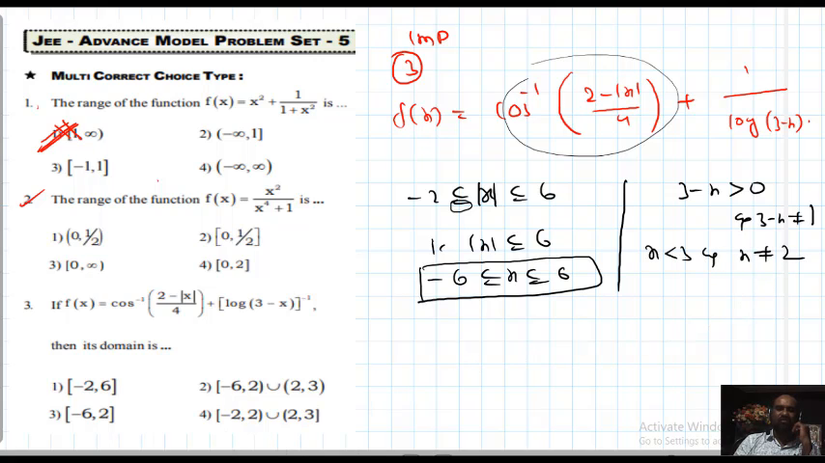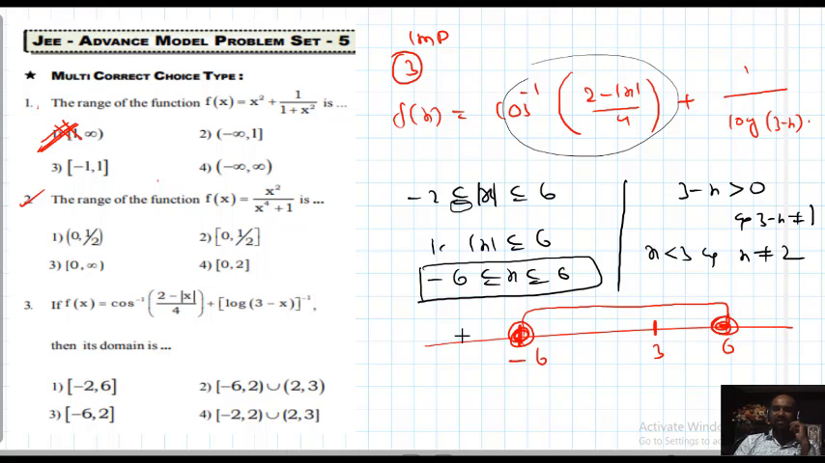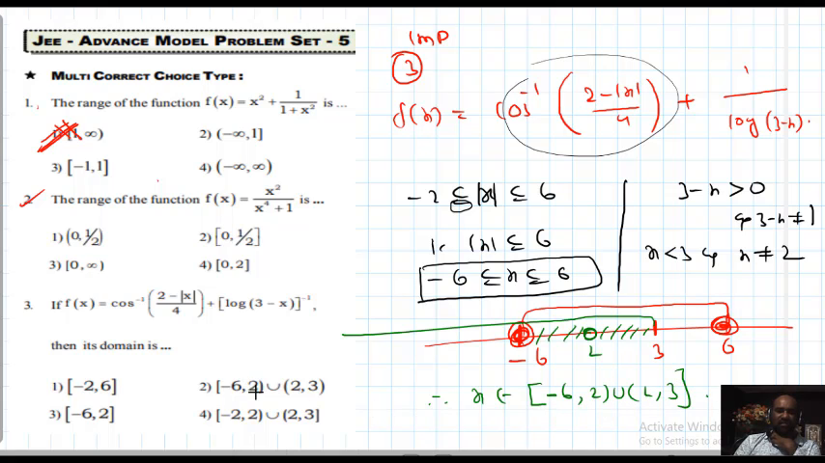Now by using a number line I want to find the total intersection of these two. Minus 6, 6. The first one says your value should be between minus 6 and 6, including those two. The second says your x value should be less than 3, somewhere here 3, and not equal to 2. So what is the intersection? This is the intersection portion. So x belongs to closed minus 6 to open 2, union open 2 to open 3. Where is that? Option 2.